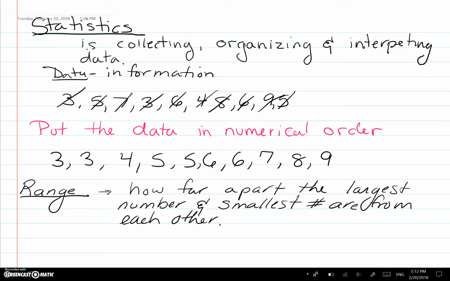So in this case, what's my smallest number? 3, and my largest number is 9. So 9 minus 3 equals 6. So my range equals 6. Go ahead and pause the video so you can copy all this information down and continue it when everyone's ready.